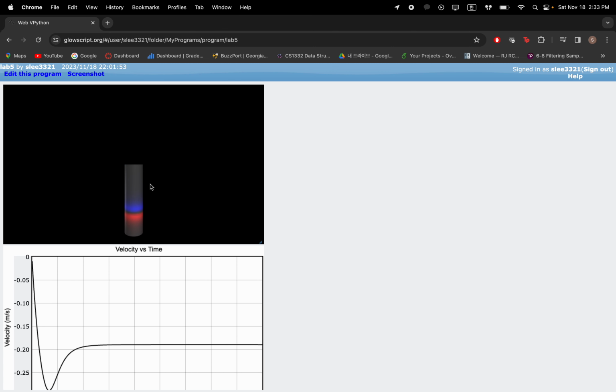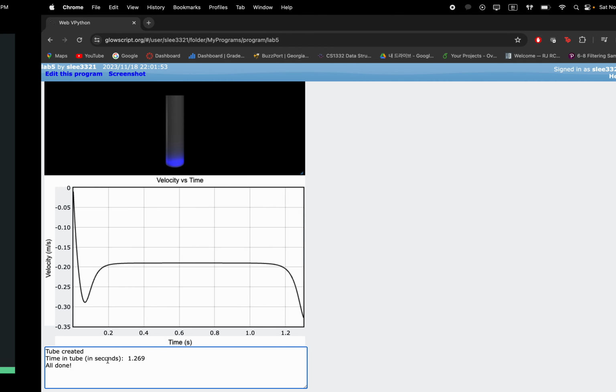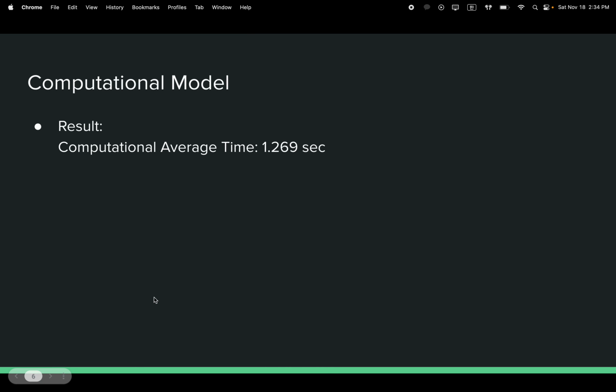If I run this program, I have this image of a magnet falling, and as you can see in this graph, the velocity increased as it falls down, and this computational model resulted in displaying an average time of 1.269 seconds. So it was slower, but not really much different from the experimental results.